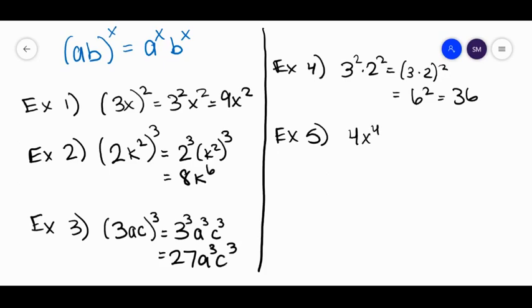4x to the 4th is the same thing as 2 squared, right, because 2 squared is 4, times x squared squared, because we would use the power rule, so this would be x to the 4th. So that is the same thing as 2x squared squared.